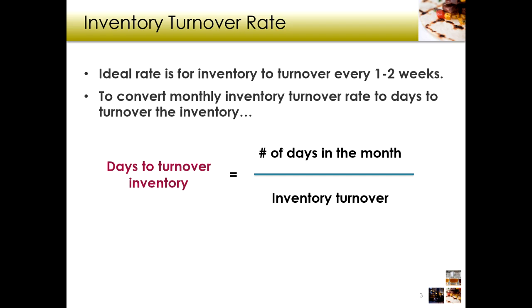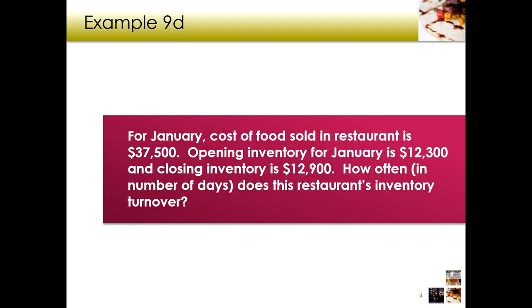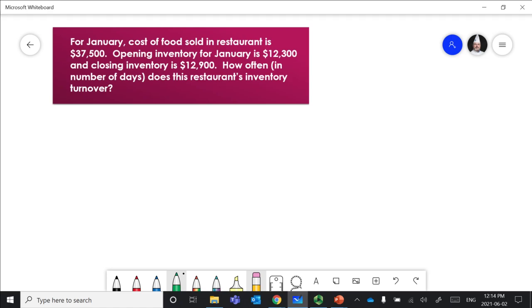So, to make this a little clearer, I've got an example coming up. In January, the cost of food sold in the restaurant is $37,500. Our opening inventory for January is $12,300, and closing inventory is $12,900. How often, in number of days, does the restaurant turn over its inventory?